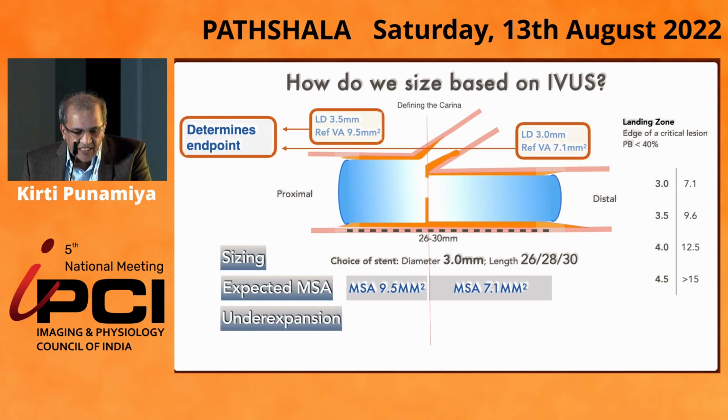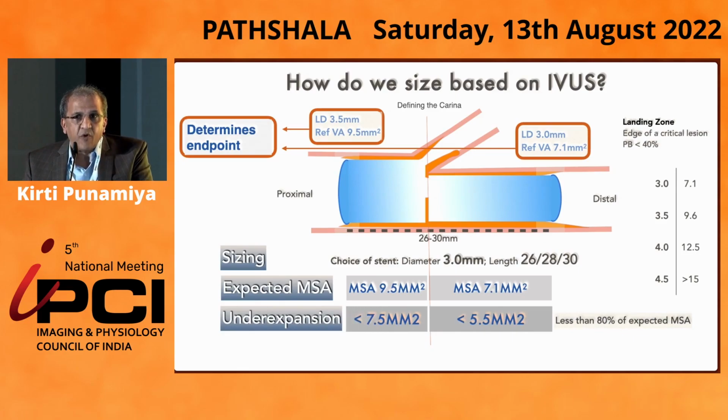And if it is less than 80% of what you expect, then it's under expansion. So under expansion in this, beyond the carina, would be less than 5.5. Before the carina would be 7.1.